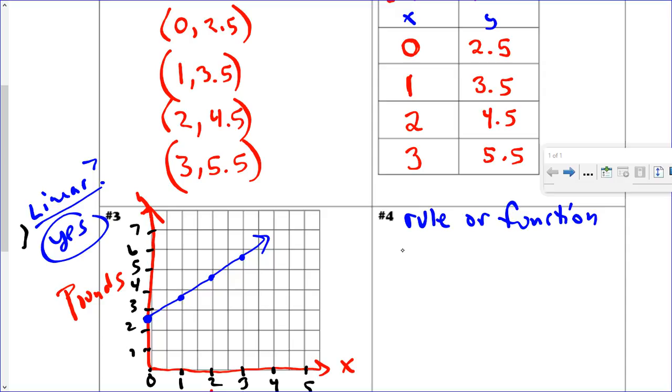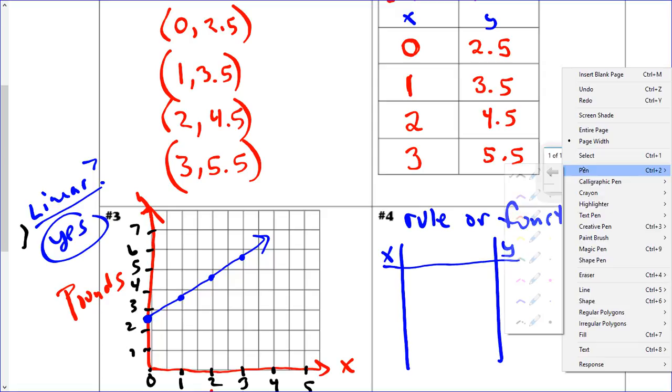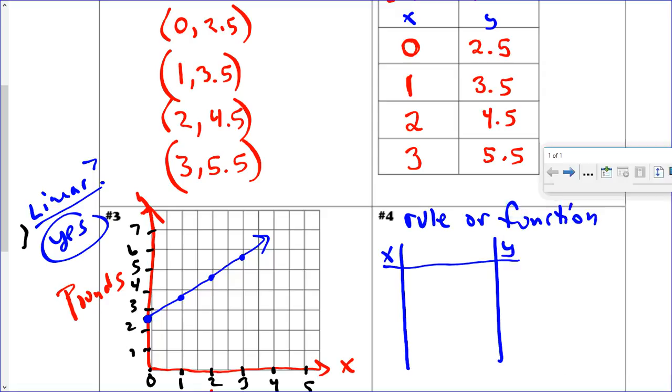If I'm going to do that, I got to figure out what's the relationship between x and y. It should be pretty simple, but sometimes it's not obvious what the function should say. Even though you know what the pattern is, you don't always know what it should say. So here I've got 0, 1, 2, and 3, and my outputs are going to be 2.5, 3.5, 4.5, and 5.5.